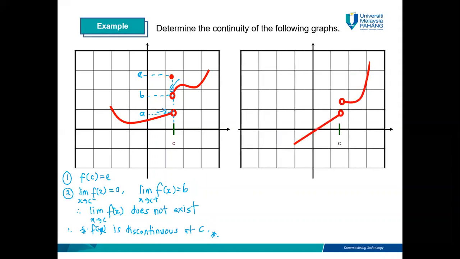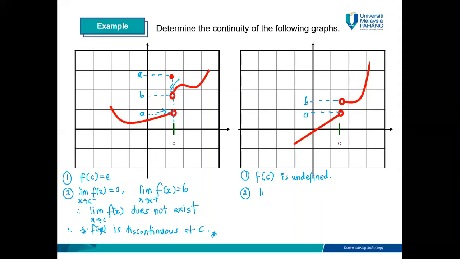Okay, how about this one? Let's say this one is A and here is B, number 1, okay, FC. Ada tak FC kat sini? Tak ada pun fill circle kat sini. FC is undefined. Is undefined. Number 2, okay, FC is undefined.